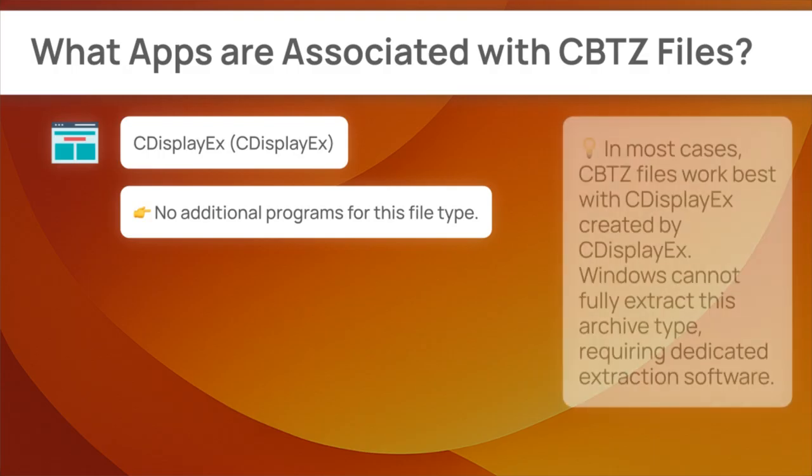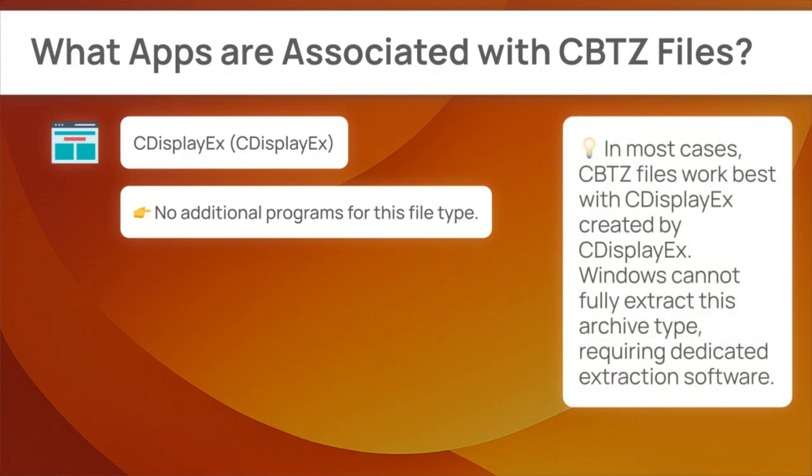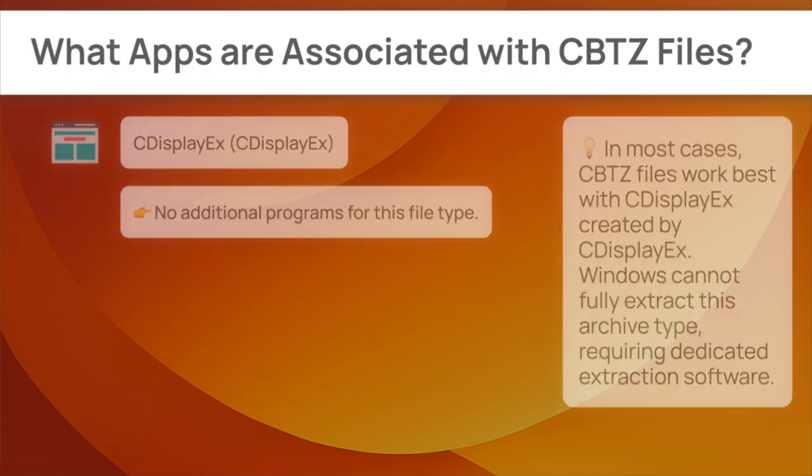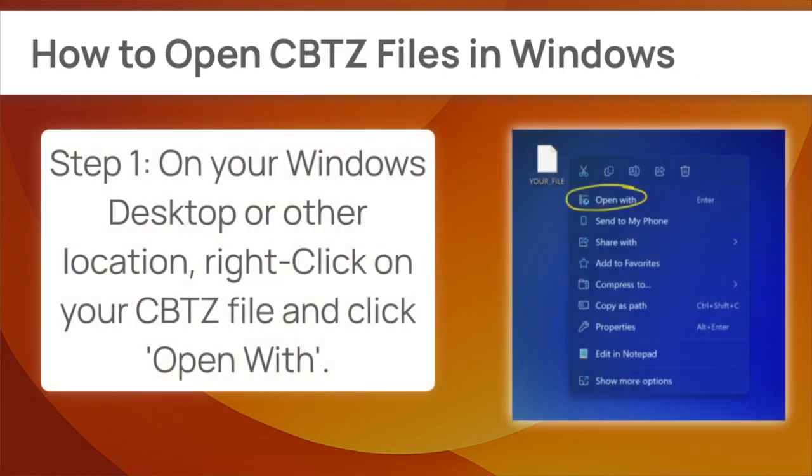Windows cannot fully extract this archive type, requiring dedicated extraction software. Windows previews only limited details inside the archive, so full extraction depends on third-party utilities. The solution begins by systematically testing the programs.